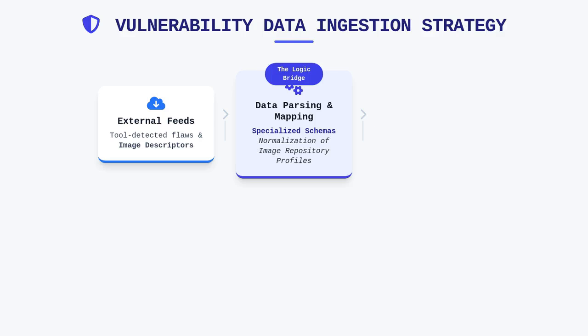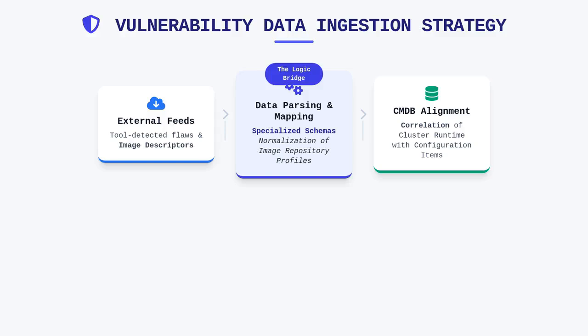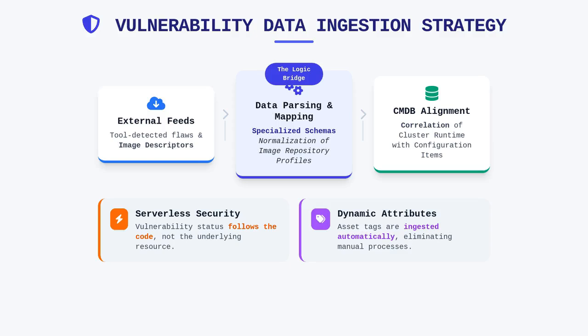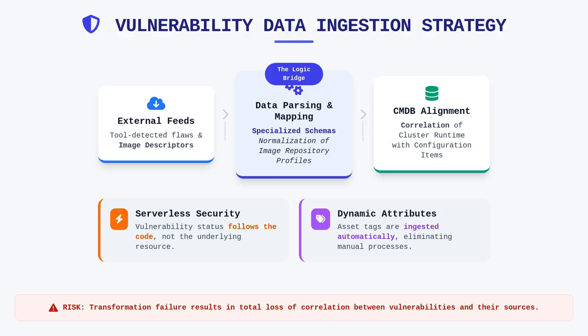If our integration fails during this data transformation phase, we lose the ability to correlate cluster runtime vulnerabilities with their source. Furthermore, by managing the serverless security records through these automated pipelines, we ensure that the vulnerability status follows the code, not just the underlying resource. This requires a shift in how we think about asset tags, making them dynamic attributes that are ingested alongside the vulnerability data rather than being added as an afterthought by a manual process.